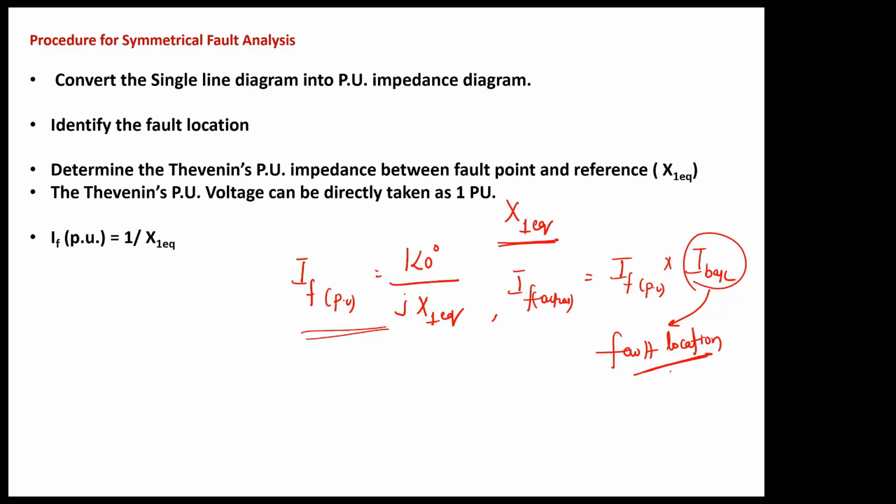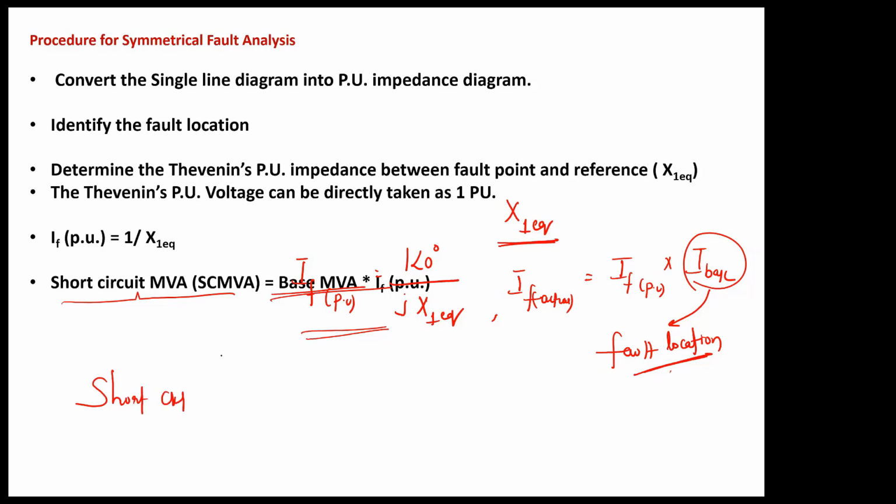Okay. Next, the short circuit MVA of that fault is given by the base MVA. While converting the single line diagram into the per unit impedance diagram, you will have one base MVA. You have to multiply that base MVA with the per unit fault current. Then that will give you the short circuit MVA of the fault. Okay. So there are only 4 steps.